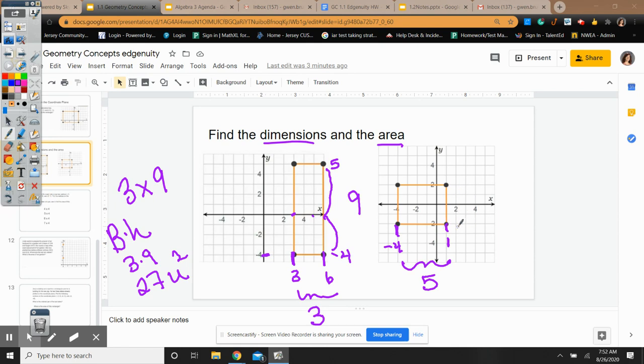The up or down is going from -2 to +2. You have to go to 0 first, so 2 up and then 2 up. That guy is 4. So the dimensions are 5 by 4. And the area, base times height, would be 5 times 4, which would be 20 units squared.